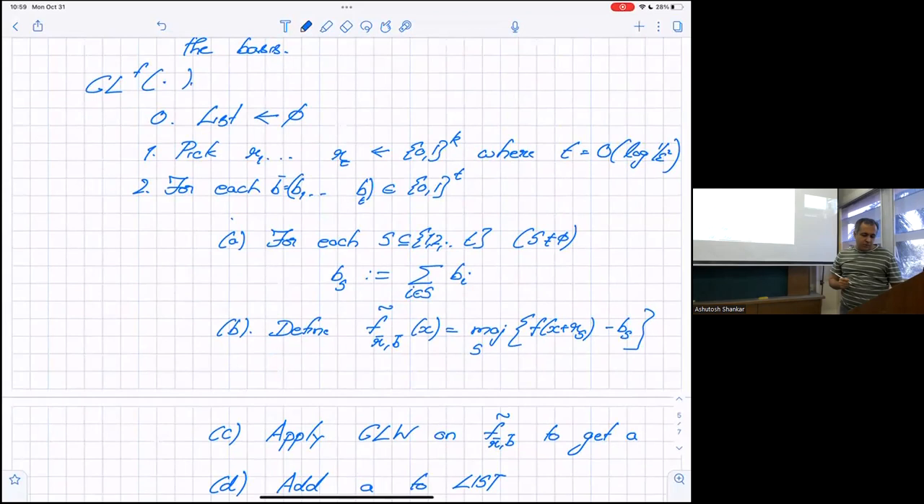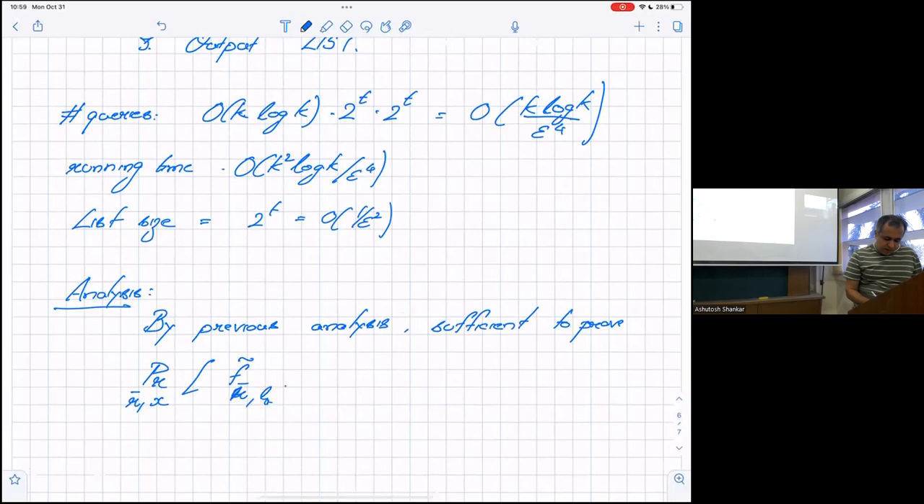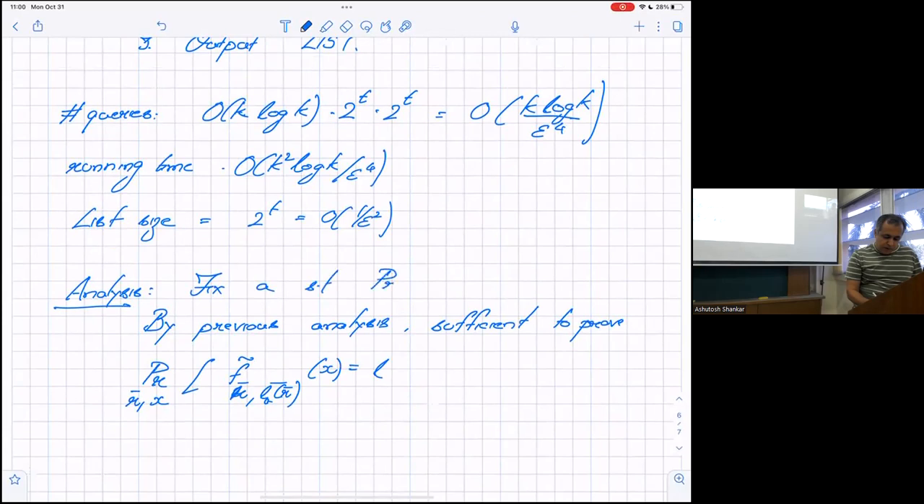By previous analysis, it is sufficient to prove the probability over R bar and X that f tilde of R bar and LA R bar for X equals, once again fixing a particular A, such that the probability f of x equals LA x is greater than 1/2 plus epsilon. I want to show that this A appears in the list.